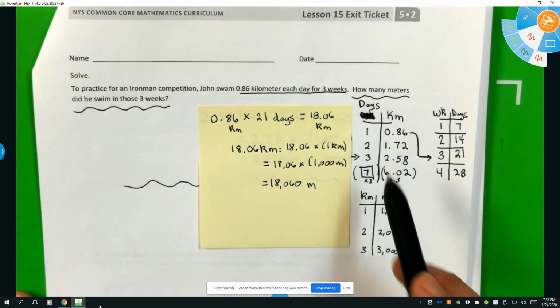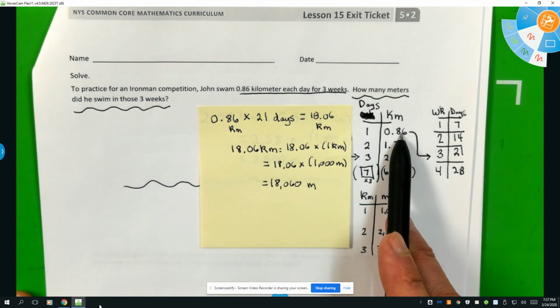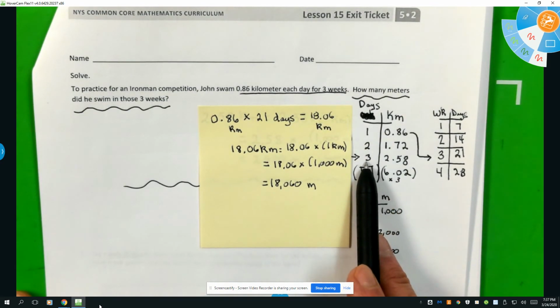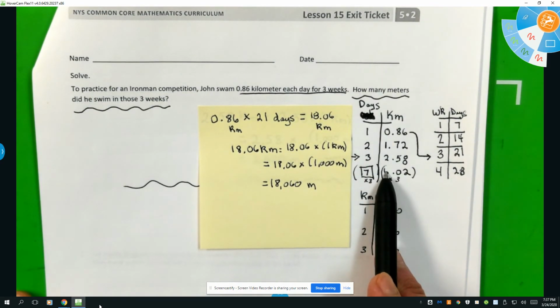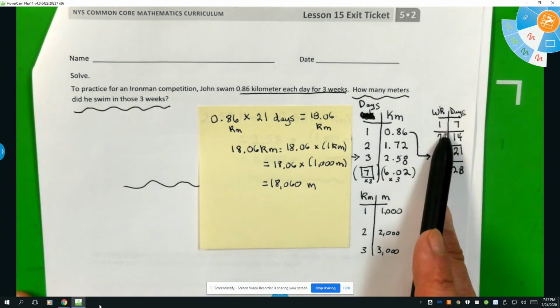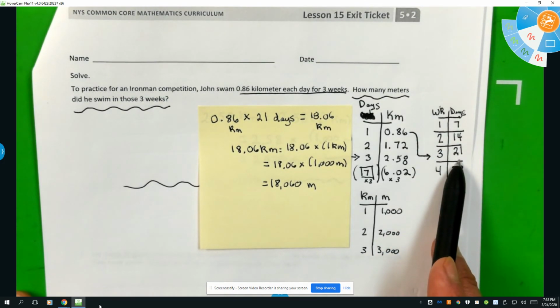Well, then you have to think about some things. For one day, it's 86 hundredths of a kilometer. Think about that in terms of a week. So for 7 days, it's going to be 6,200 kilometers. Well, I know 7 days is 1 week, so he's doing this for 3 weeks. So we've got to do it for 21 days.